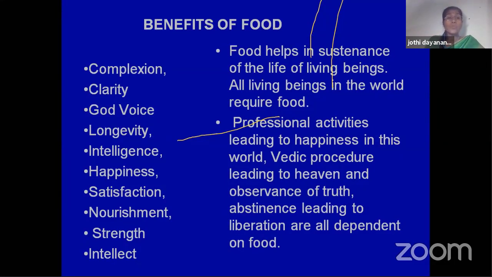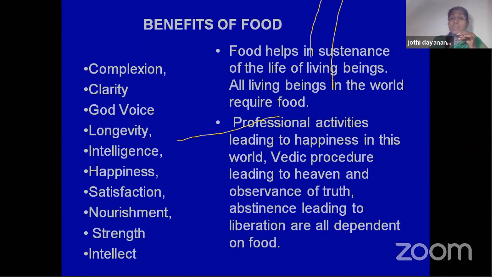So what are the benefits of food? Basically, when you look into the benefits of food, it gives a complexion, it gives clarity, it gives a voice, it goes with the longevity of life, intelligence, happiness, satisfaction, nourishment. One who is a drunkard, who takes too much salt, too much oil, fish curry, mutton curry, and all deep fried food, they get angry very fast. You cannot control their emotions. But one who takes a little salt, a little ghee, a little masala, everything is pleasant, their life will be totally different, and their behavior will also be different. Their grasping power will be different, memory will be better. So they will have good strength.